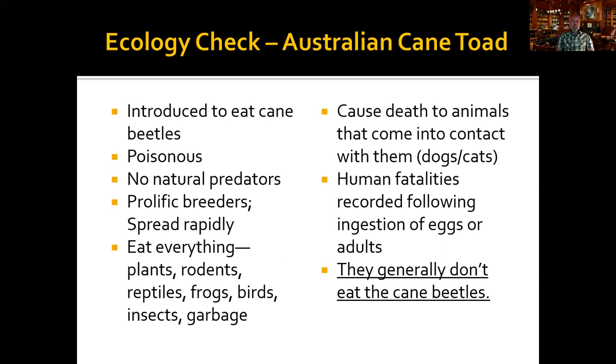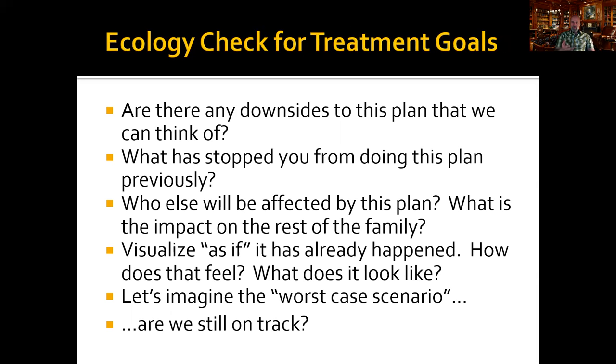So an ecology check is before you launch a plan, you want to go through, are there any downsides to this plan that we can think of? If the country of Australia, after they came up with a plan of we're going to import all these cane toads, had actually sat down and thought, okay, are there any downsides to this plan? What would be the disaster? What if this doesn't work? What's going to happen?